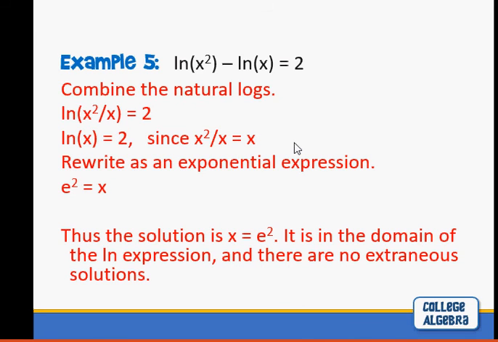Okay, one more example, this time with subtraction in the middle. So you have to combine the natural logs here. We've got subtraction, so we divide the inputs. We get natural log of x squared over x. You can cancel that. x squared over x is just x. So we have natural log of x equals 2.